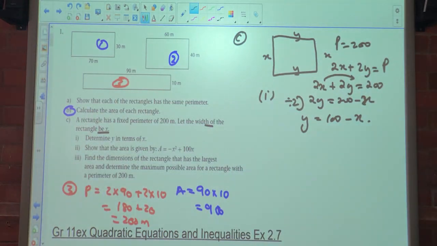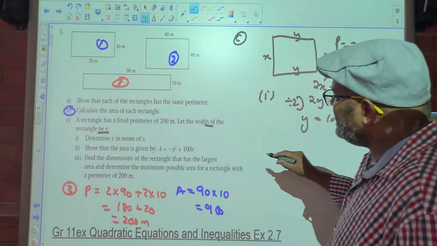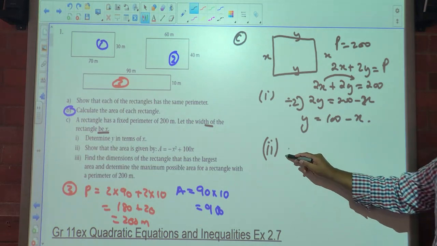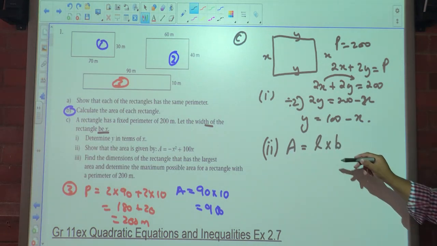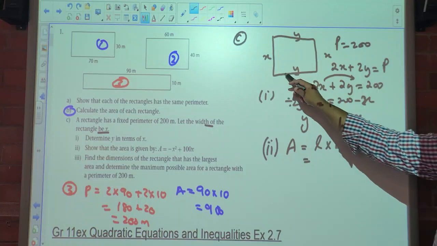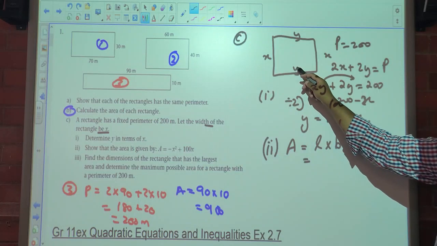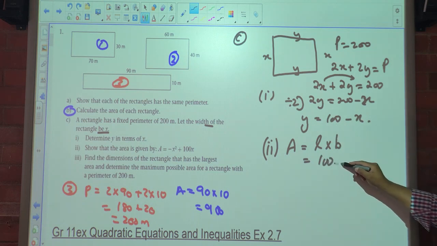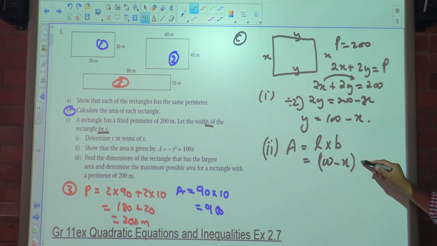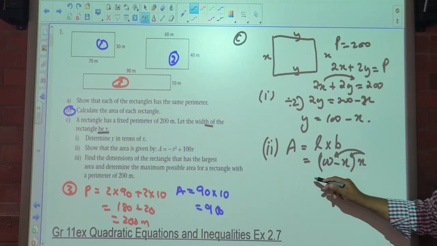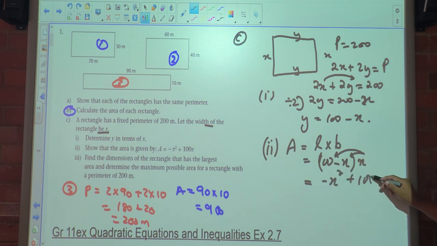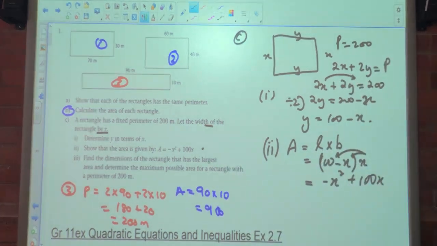You understand? But let's look at number 2. Show that the area is given by. So how do you calculate the area of a rectangle? Area is equal to length times breadth. What's the length of this rectangle? It must be y. And what is y? 100 minus x. So it's going to be 100 minus x times the breadth, which is x. So I'm going to multiply that out. It's going to be negative x squared plus 100x. And that is what they wanted you to show there. Can you see that?